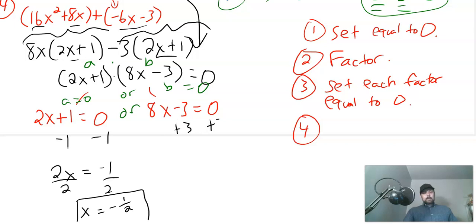So we'll add 3 to both sides. We get 8x is equal to 3. Divide by 8 on both sides. And we get x is equal to 3/8.